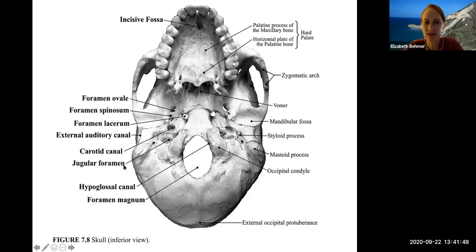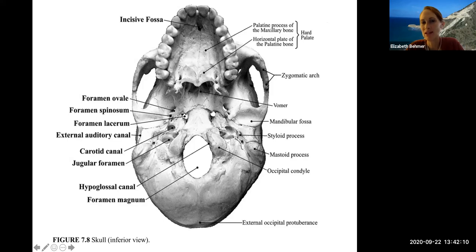Hypoglossal canals, you'll see the jugular foramen, the carotid canal holes. External auditory canals, again, will be associated with that temporal bone. And then here's just another view of what we just looked at, seeing all these same foramen, but from the bottom side. We're also looking at the roof of your mouth here.